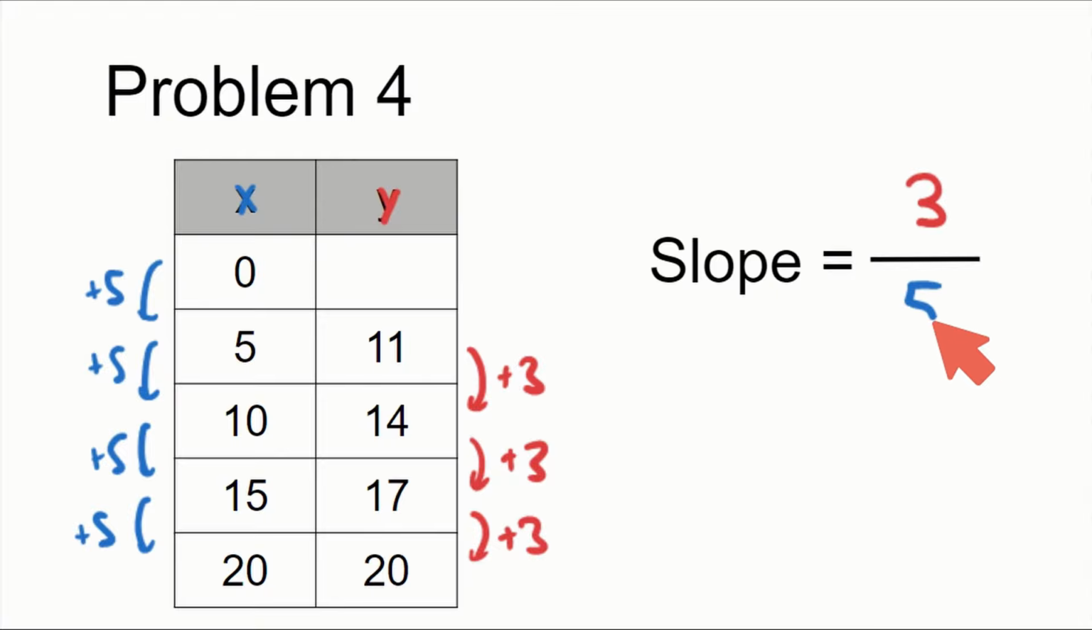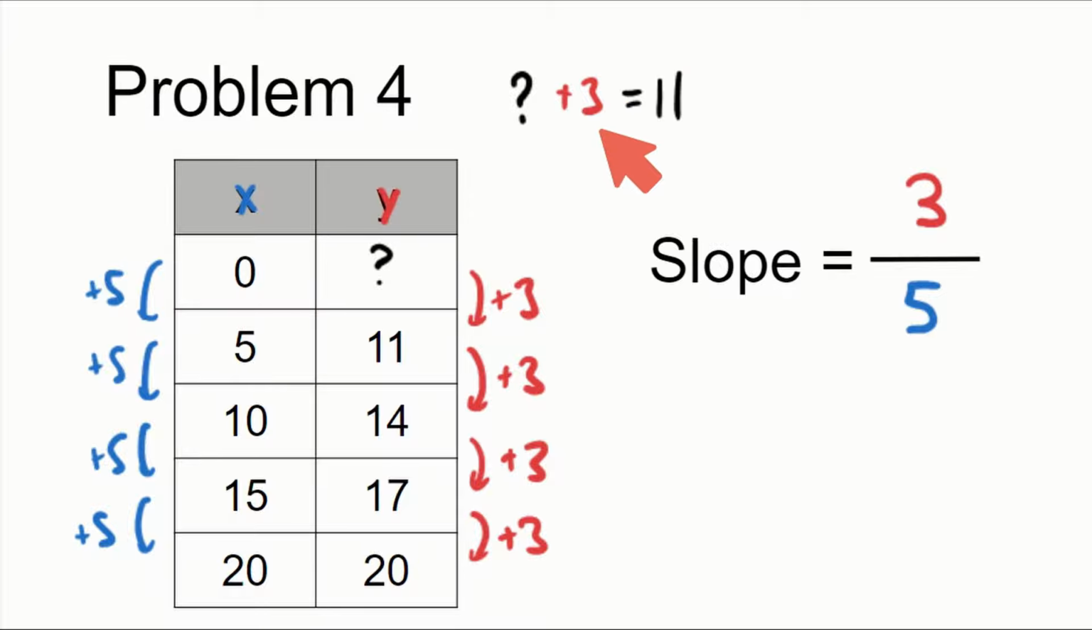Now, how can we use our slope to figure out our 0th term here? I know that my y values are changing by plus 3. So to figure out the 0th term, I can ask myself, what mystery number can I start off with so that when I add plus 3, I'm going to land at 11? What number plus 3 equals 11? That starting number is going to be 8, because I know that 8 plus 3 equals 11. So my starting position, my 0th term, is going to be 8.